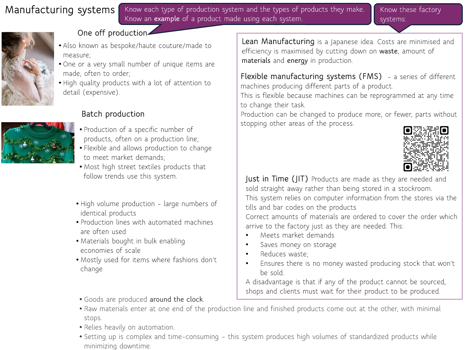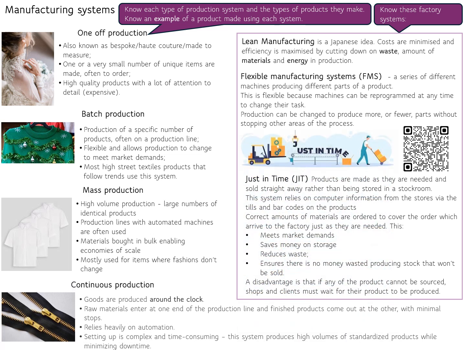The next stage, sort of scale of production up is mass production. So that's things that are produced in high volume, something like a school shirt. They're needed all year round and they don't change year on year. That would be mass production. Continuous production happens all the time. So components that would be added to other products like screws or tacks or zips, as you can see here.